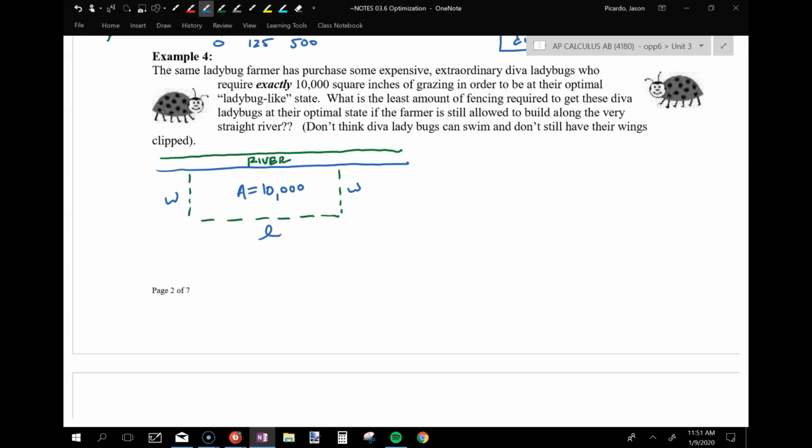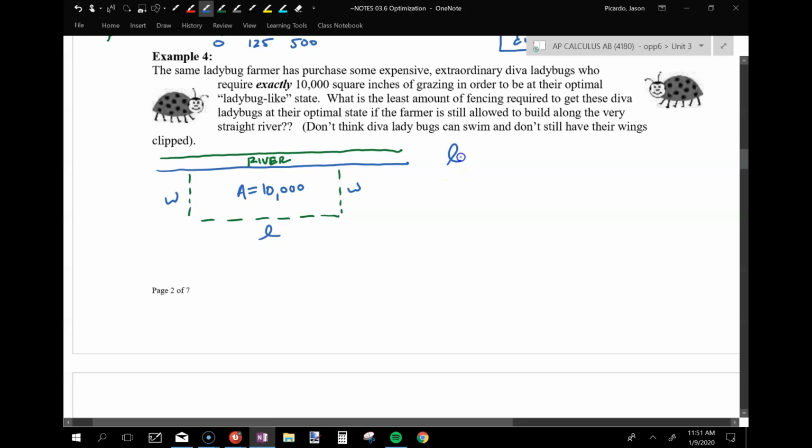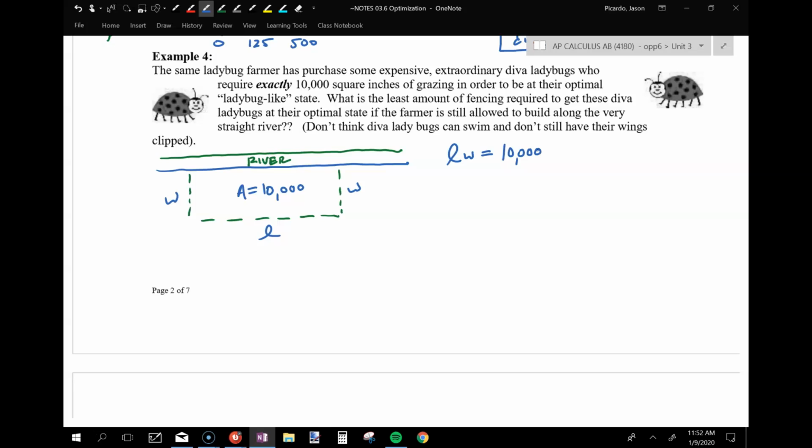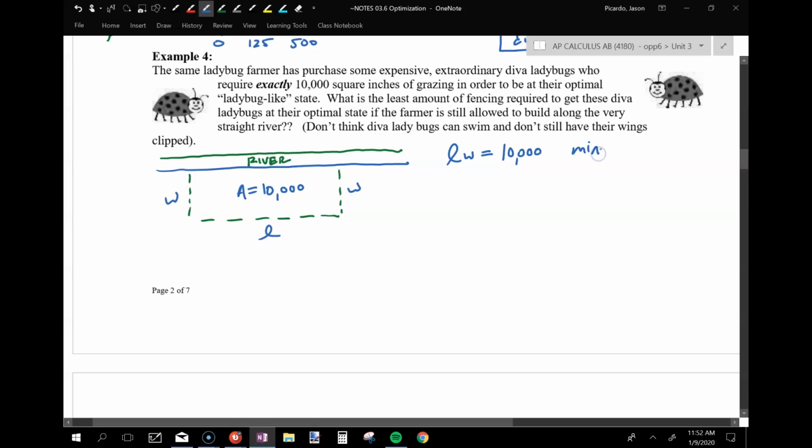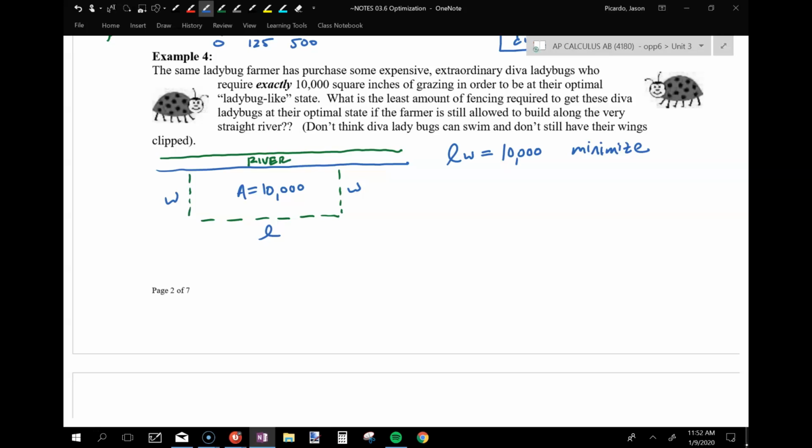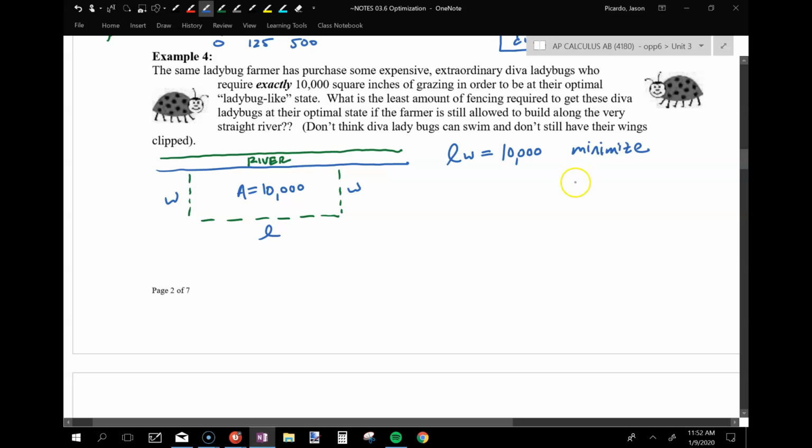Well, we still know that our length times width is our area, right? And what do we want that to equal? We want that to equal 10,000. What are we trying to optimize here? We're trying to optimize the perimeter, the amount of fencing, right? So we want to minimize the perimeter. Not really perimeter, I guess, but sort of like a perimeter. So we want to minimize the 2W plus L. That's what we're trying to minimize.